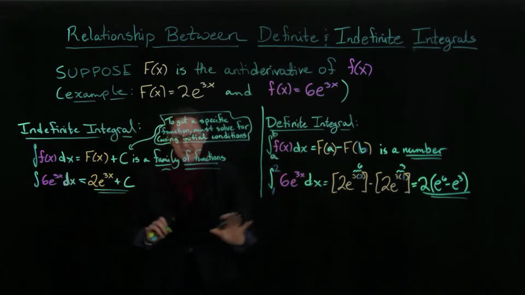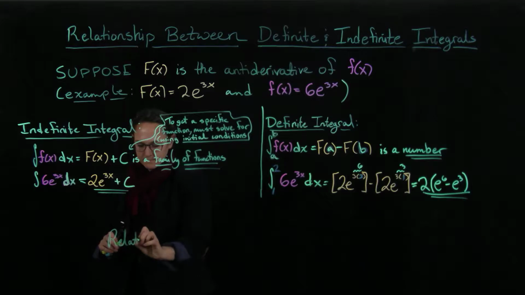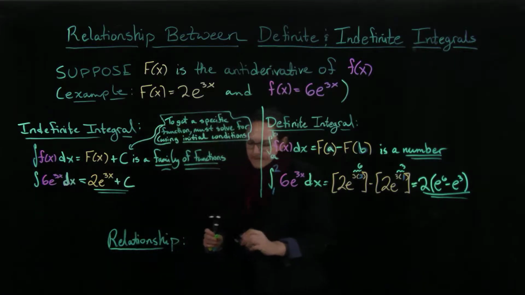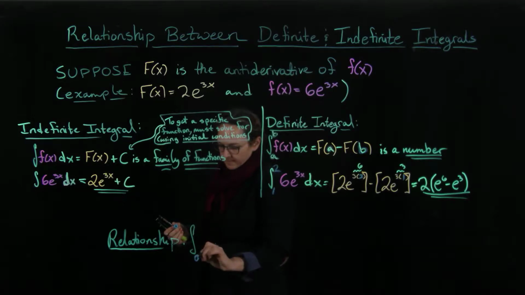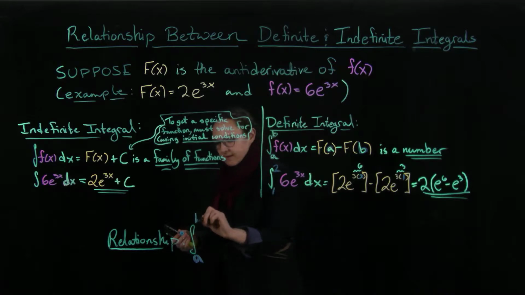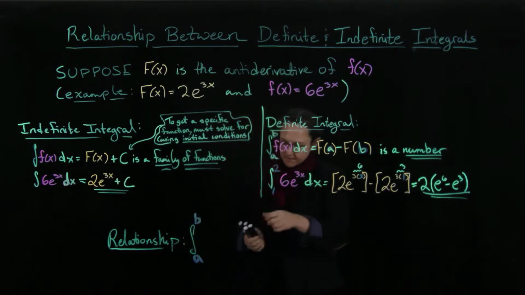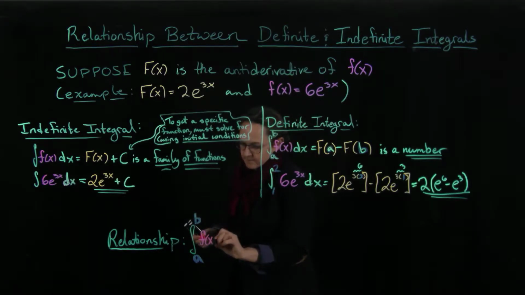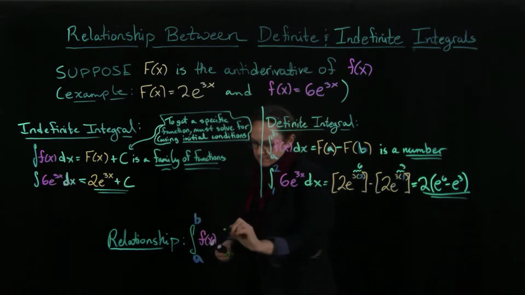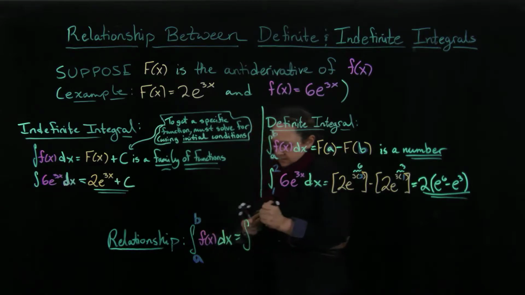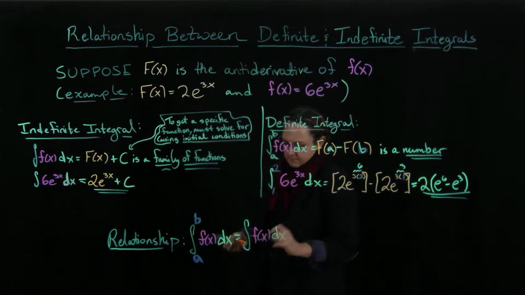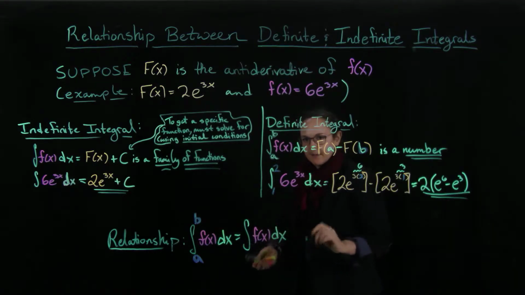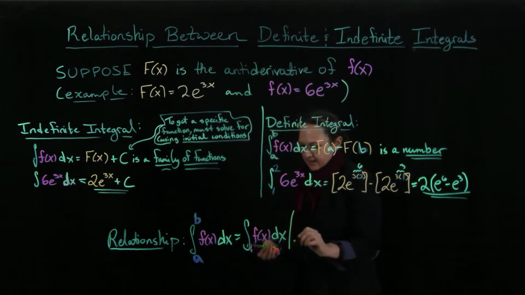Then you might want to know the relationship. We have the integral from a to b of f of x dx, which is going to equal the integral of f of x dx, the family of antiderivatives, evaluated from x equals a to x equals b.